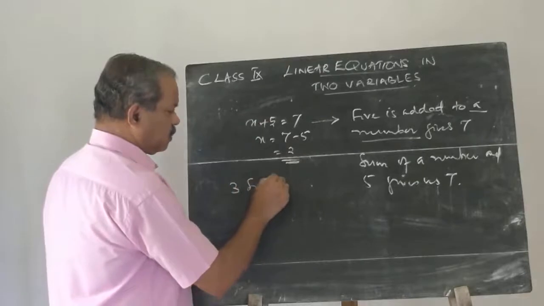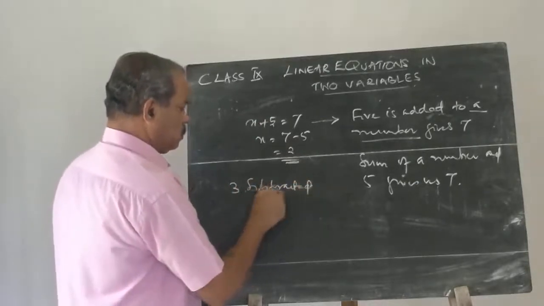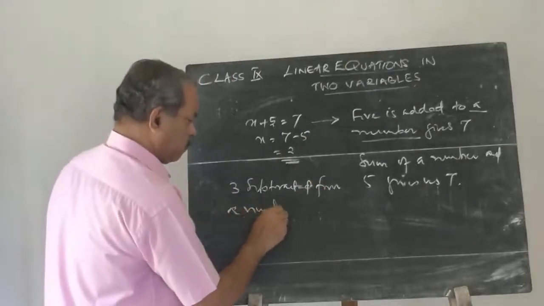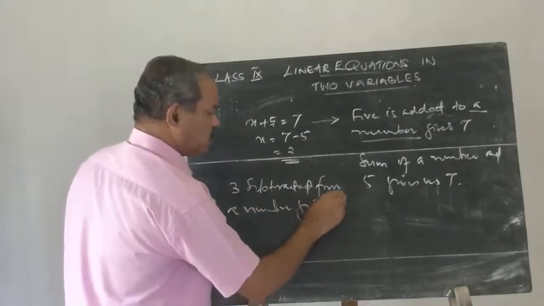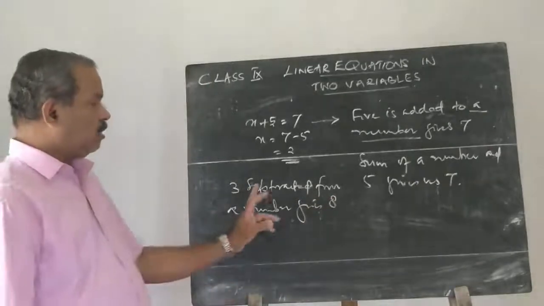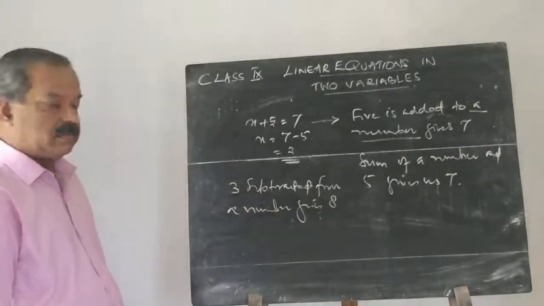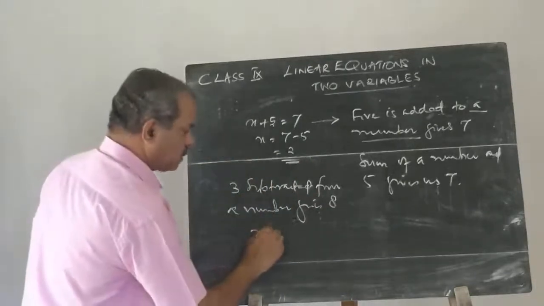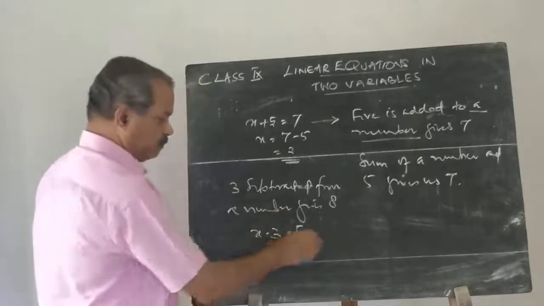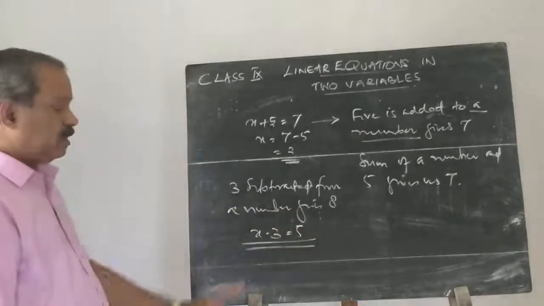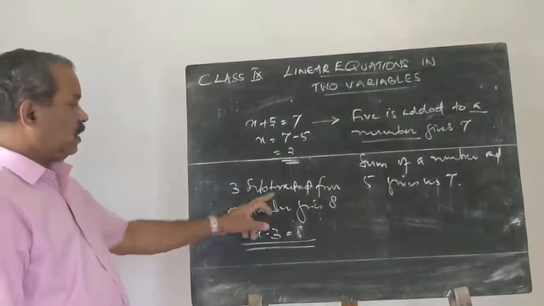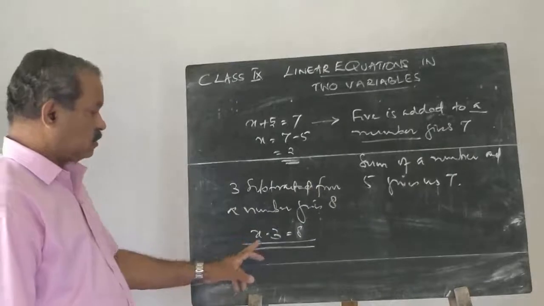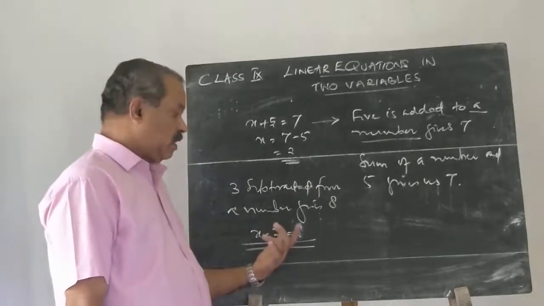3 subtracted from a number gives 8 is a statement. How can you convert this statement into an equation? 3 subtracted from a number. Let the unknown number be x. x minus 3 equal to 8. 3 subtracted from a number gives 8. That is, x minus 3 equal to 8 is the linear equation.